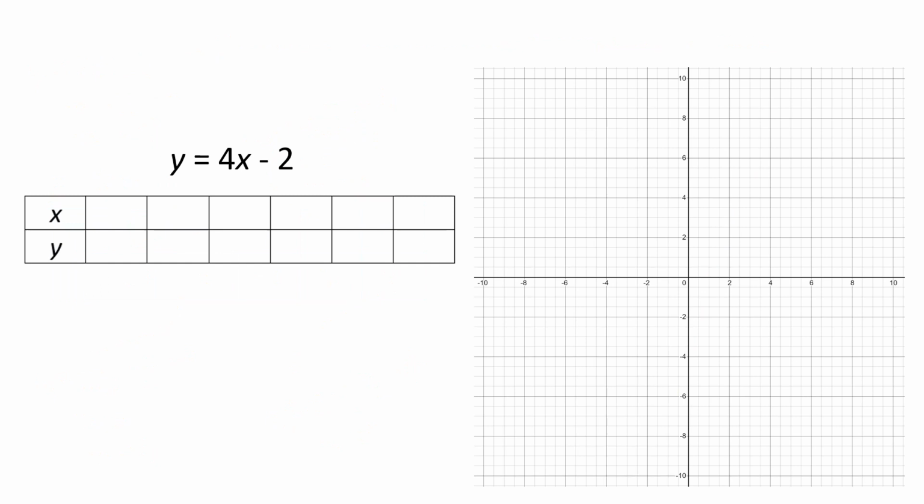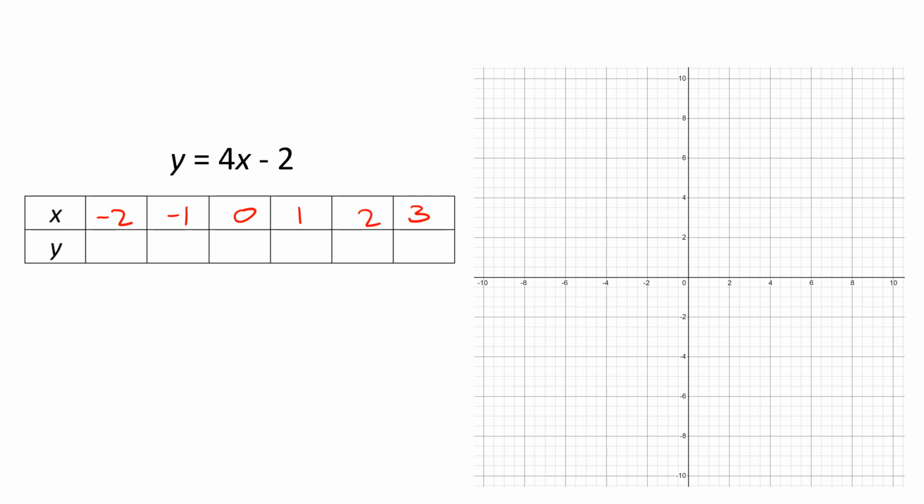All right, so now we're going to do it all from scratch. We're going to generate the table and then plot the graph. Okay, so I'm going to put some numbers in the table. I'm going to go -2, -1, 0, 1, 2, and 3.